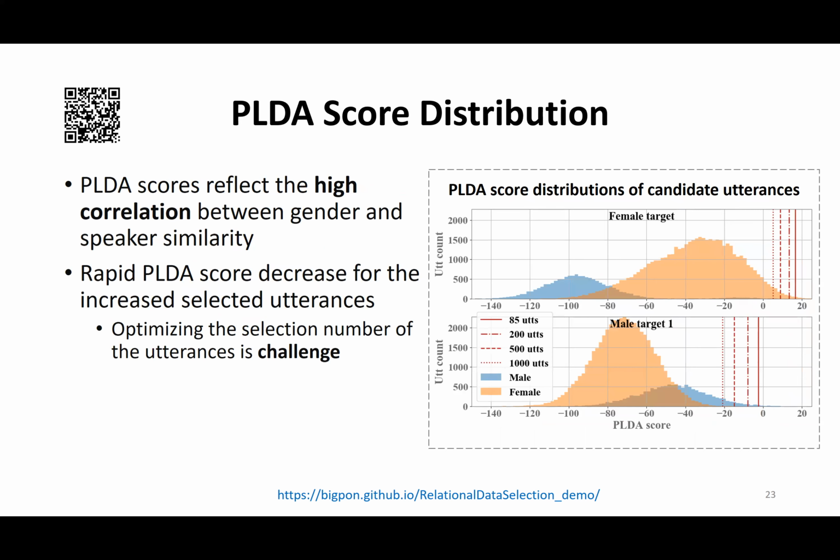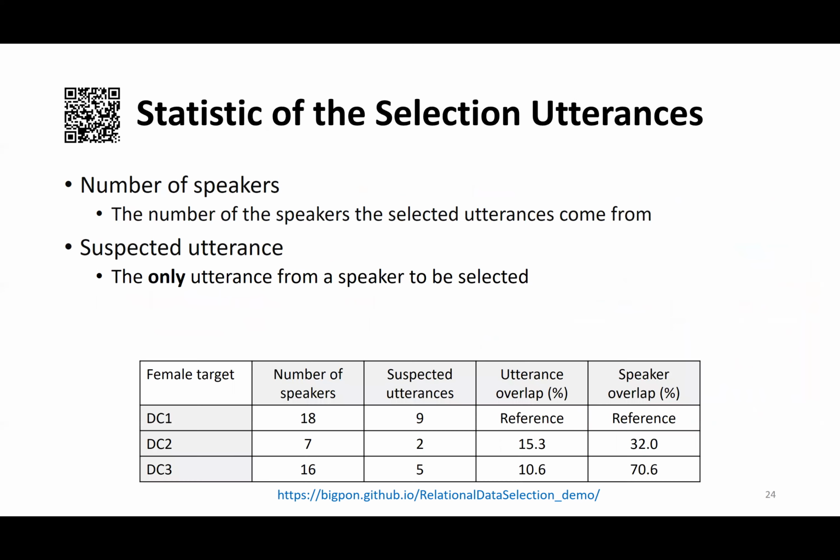Furthermore, we plot the gender-wise PLDA score distribution for the female speaker and the first male speaker. The results show that the PLDA score reflects the high correlation between gender and speaker similarity. The results also show that the optimal selection number of utterances changes because of the rapid PLDA score decrease as the number of selected utterances increases.